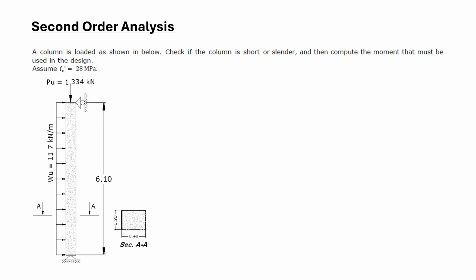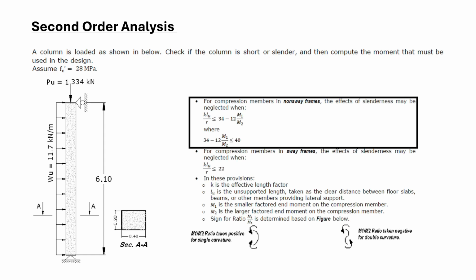A column is loaded as shown. It was taken from a non-sway system, so no translation is allowed at the top and at the bottom of the column. Based on its length and section, we will check if the column is short or long using this equation. For a column with both ends pinned, the ends can rotate freely and don't resist moments.